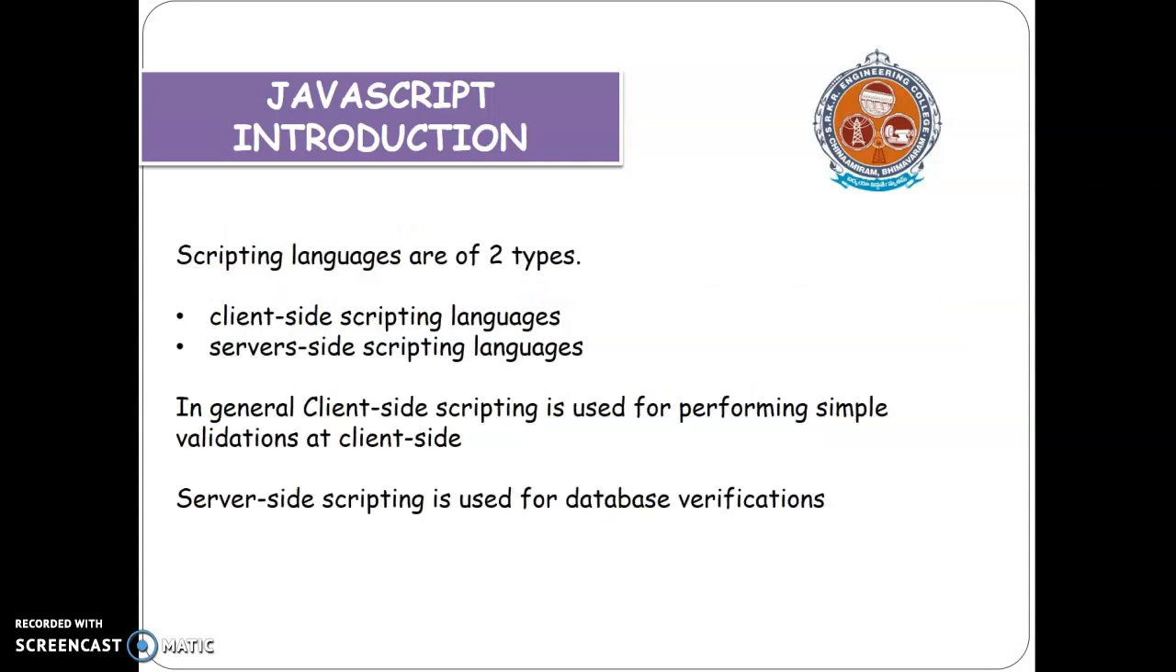Scripting languages are generally of two types. The first one is the client-side scripting language, and the other is the server-side scripting language. Generally, client-side scripting languages perform simple validation operations at the browser level, and server-side scripting languages are mainly used for database verifications. For example, servlets and PHP are server-side scripting languages. JavaScript is a client-side scripting language.